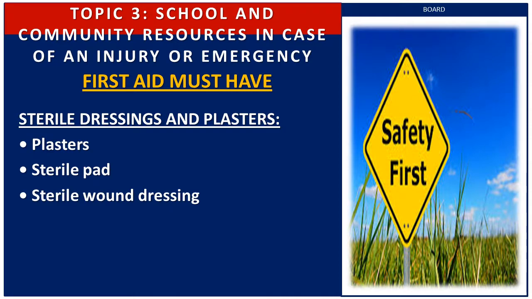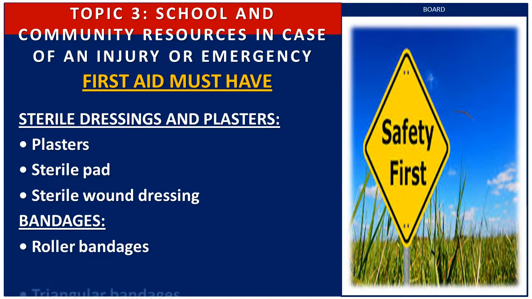in an emergency. Let us now proceed to our bandages. So we have two kinds of bandages. They are roller bandages and triangular bandages. Roller bandages are long, thin bandages rolled up. Use a roller bandage to support joint injuries, hold dressings in place, put pressure on wounds to stop bleeding, and reduce swelling.